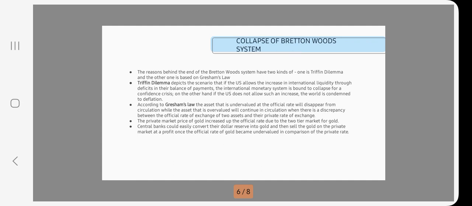And the following circumstances regarding the market price of gold resulted in the collapse of the Bretton Woods system. Central banks could easily convert their dollar reserves into gold and then sell the gold on the private market at a profit once the official rate of gold became undervalued in comparison to the private rate.